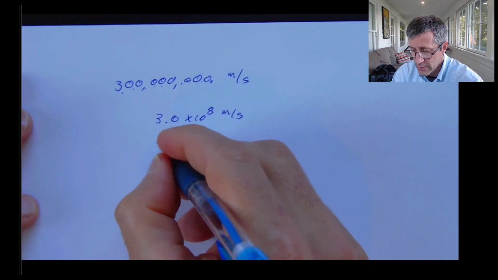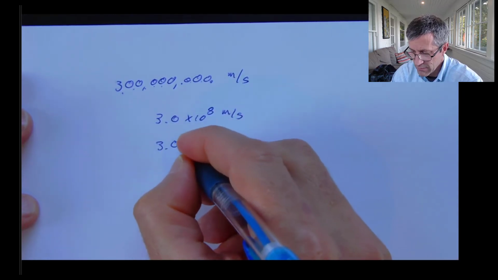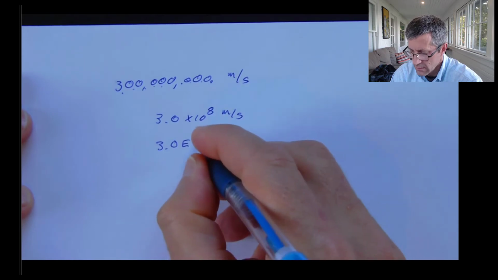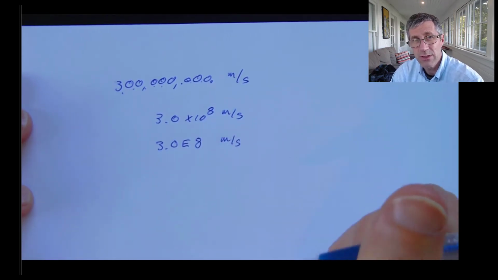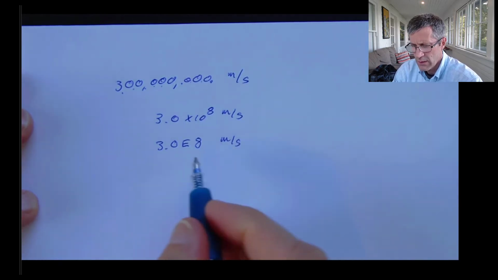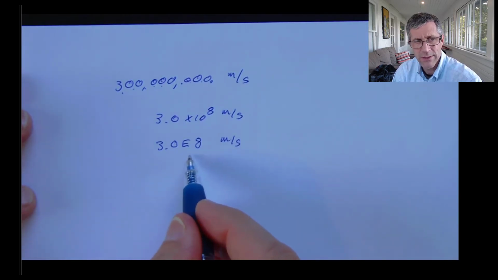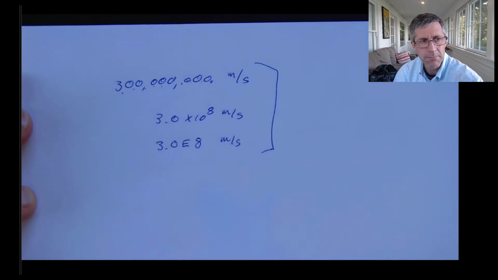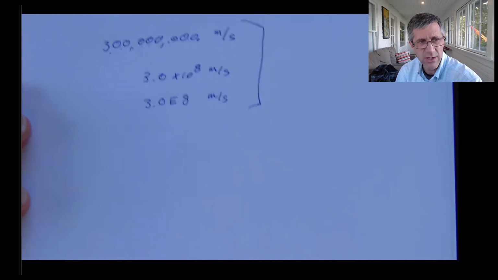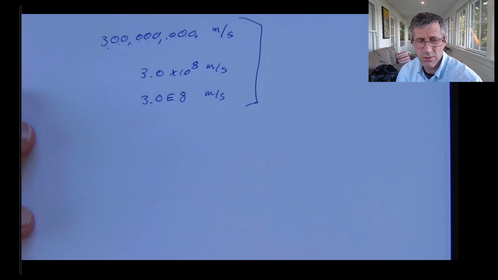In your calculator, and often when you're typing on a keyboard, it is convenient to be able to use the letter E, capital E. Lowercase e means something different. I would write this as 3.0 capital E 8. So all three of these things mean the same thing. You might be able to get 300 million into your calculator, but we're going to be dealing with even larger and smaller numbers.